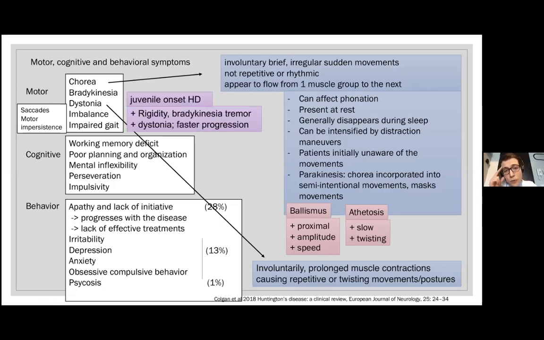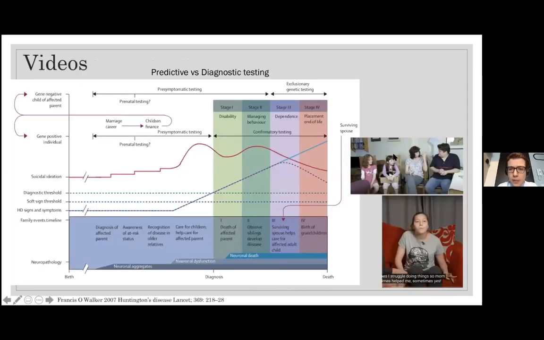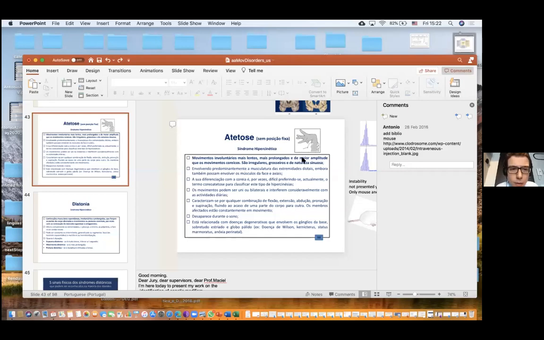Then there is juvenile onset HD, which is interestingly a bit different. So there's a lot more rigidity and bradykinesia, tremor, dystonia, and it progresses a lot faster. And chorea might be very transient. Okay, but let's now look a bit at what the patients look like.